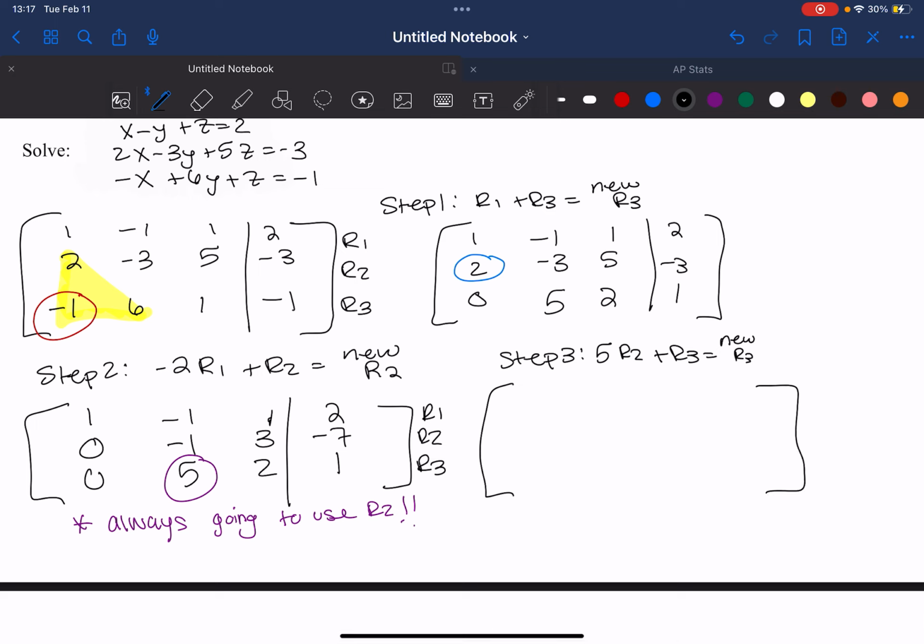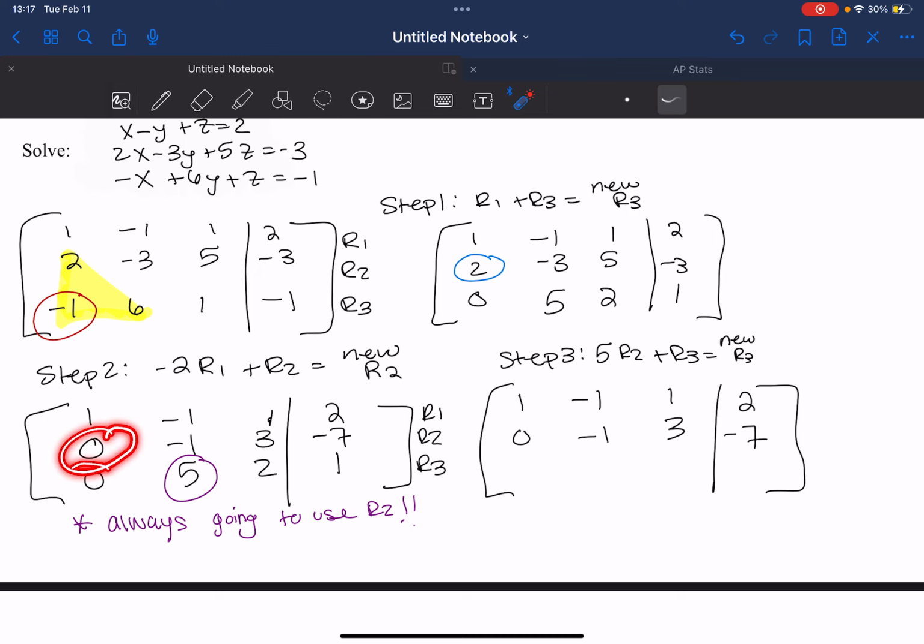Which means row 1 and row 2 do not change. So 1, 0, negative 1, negative 1, 1, 3, 2, negative 7. So starting off, we have 5 times row 2. 5 times 0 is 0. 0 plus 0 is 0. Next, negative 1 times 5 is negative 5. Negative 5 plus 5 is 0. 5 times 3 is 15. 15 plus 2 is 17. 5 times negative 7 is negative 35. Negative 35 plus 1 is negative 34.